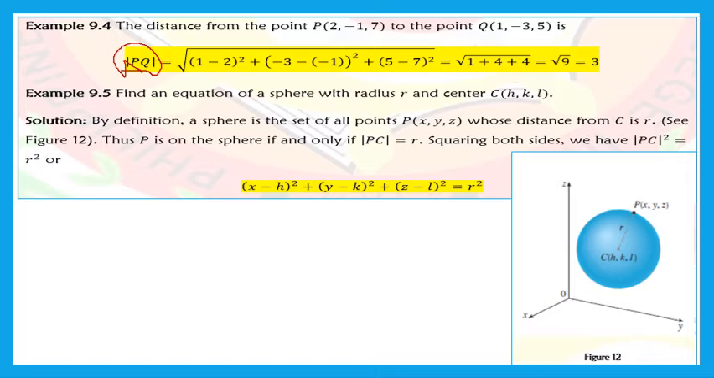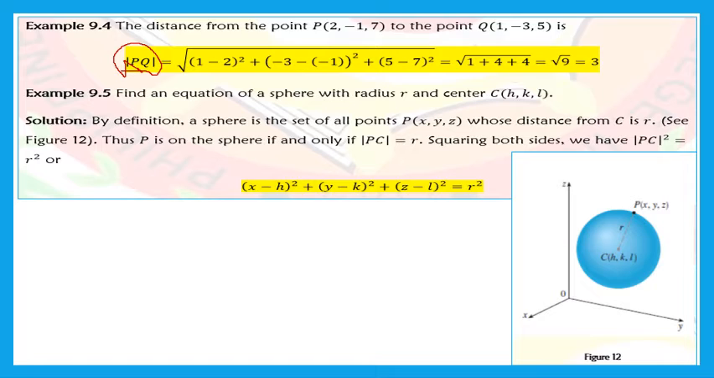And then next example class, find an equation of a sphere with the radius r and center C(h, k, l). Okay, sphere, 3 dimension. So by definition, a sphere is the set of all points P(x, y, z) whose distance from C is r. So in this figure, ito siya. If this is our sphere, ito yung center niya na (h, k, l), and then yung distance from the center to the point P is r. So that's P on the sphere.